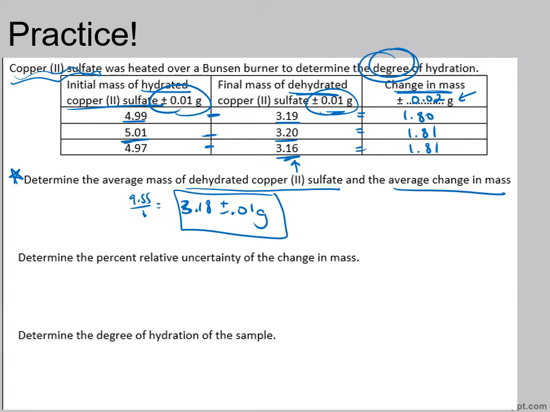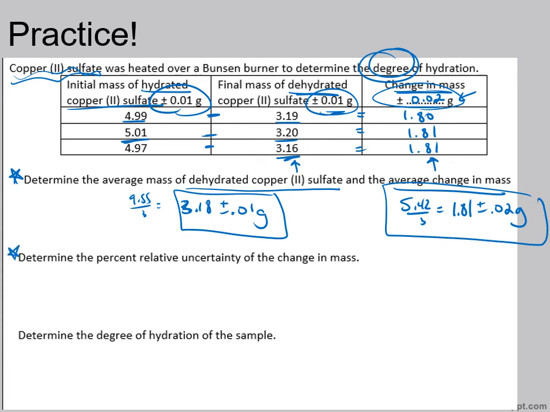Let's do the same thing for our average change in mass. That's these values. So 1.80, 1.81, 1.81. Add those up and we get 5.42. Divide that by 3 values and we have 1.81. Again, that uncertainty, we're just going to average 0.02 times 3 divided by 3 gives us plus or minus 0.02 grams is that average change in mass with uncertainty.